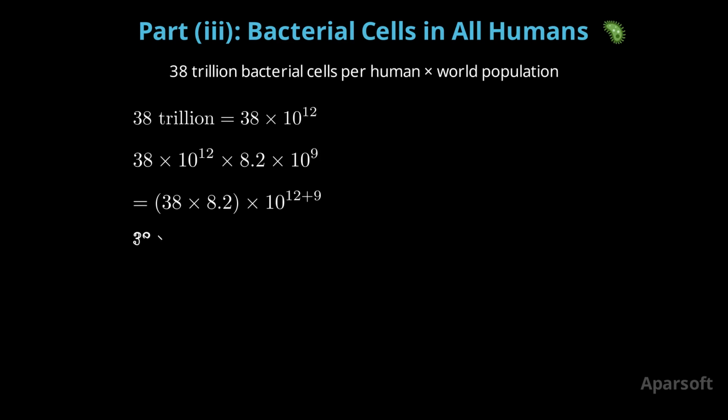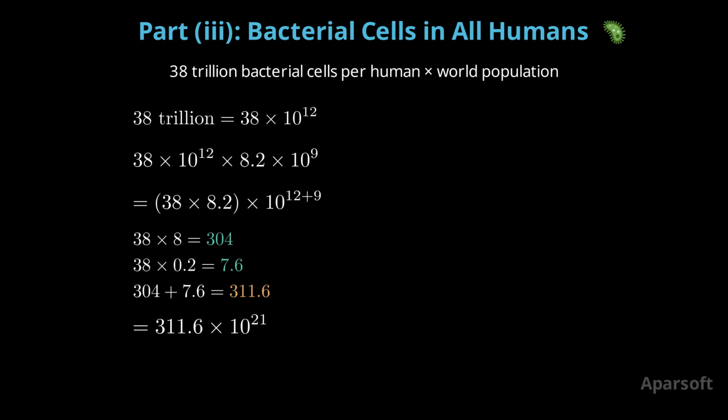Let us compute 38 times 8.2. 38 times 8 is 304. 38 times 0.2 is 7.6. Add them. 304 plus 7.6 equals 311.6. So we get 311.6 times 10 to the 21.